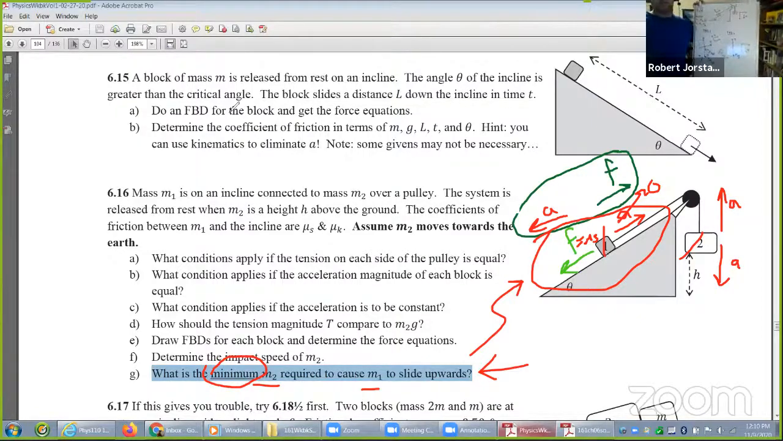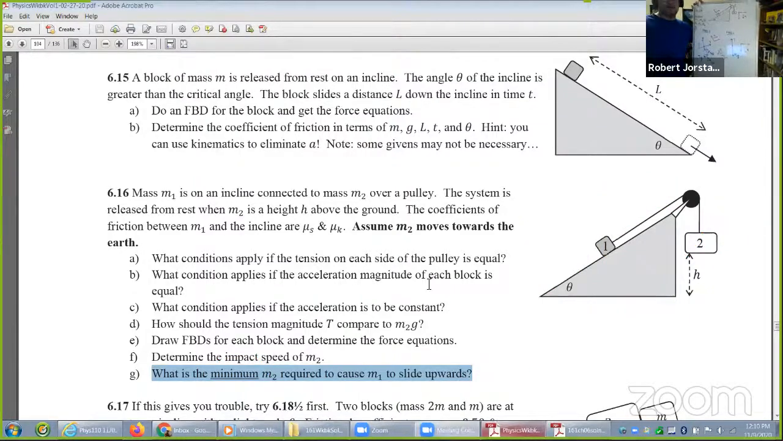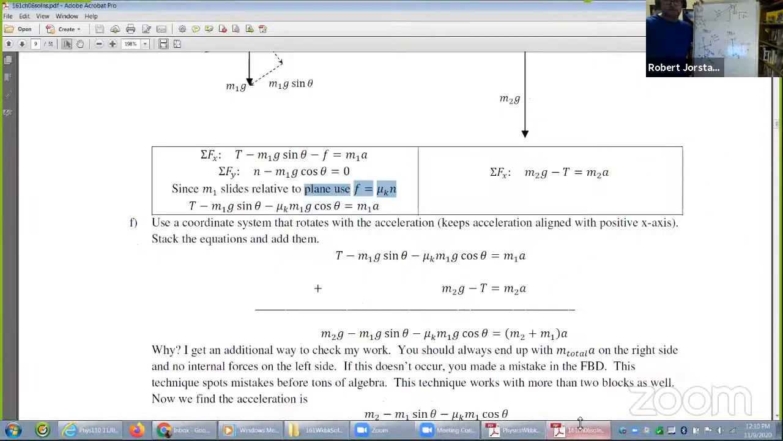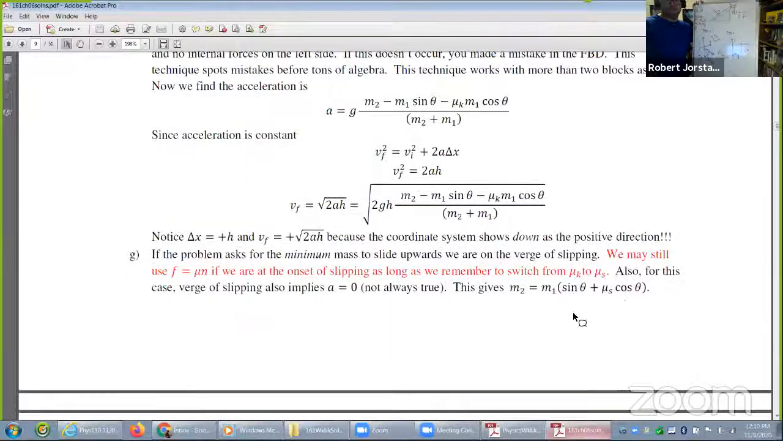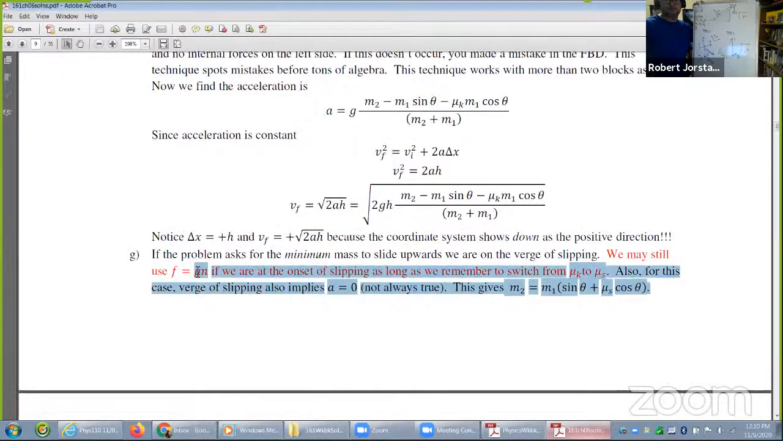All right. I'm going to pause on that. I don't know. Questions about that? Let's go look here. This is what I said in the solutions. If it says the minimum mass, we're on the verge of slipping, we could still use that, except we got to switch it to mu static. And it says A is not equal to 0, or A is equal to 0 in this case. And then I ended up with this result.